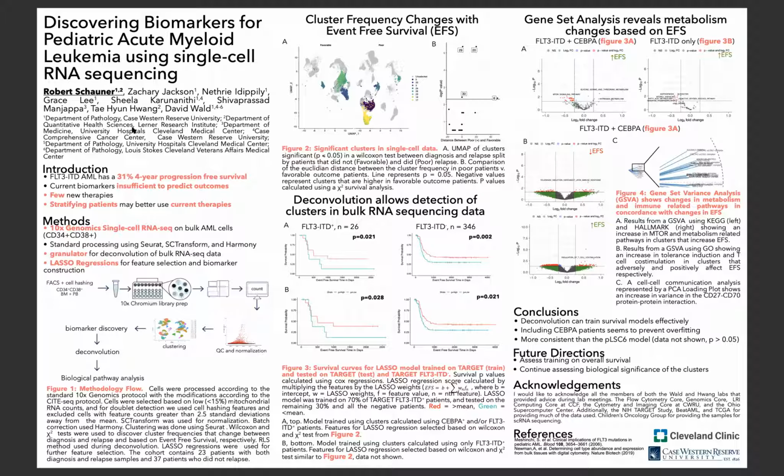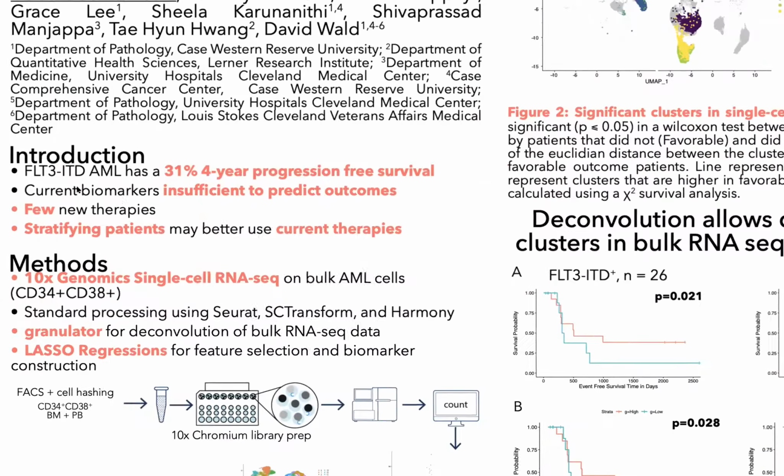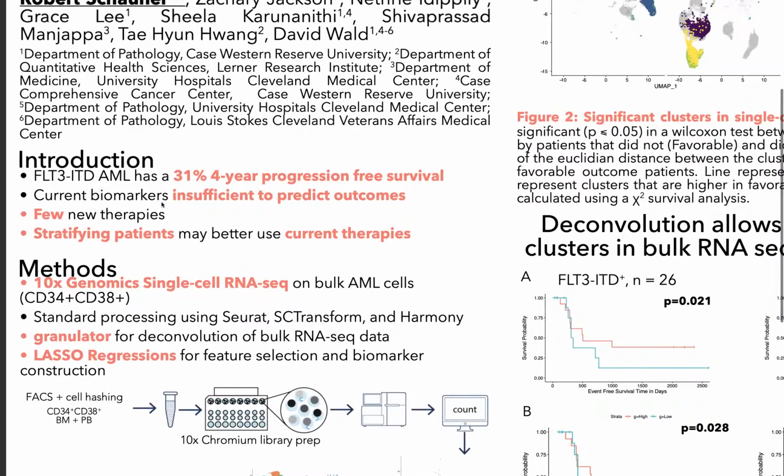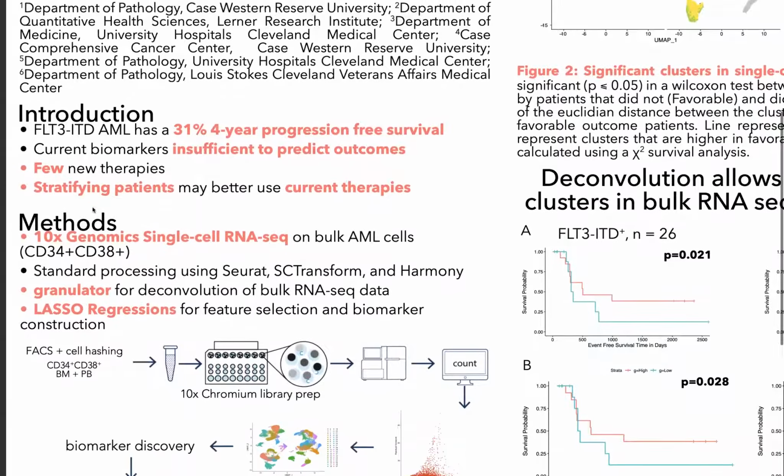It has a 31% 4-year progression-free survival, which is okay. There is a lower bound and upper bound that we can work with, which means it's a good spot for biomarkers to be important. But currently, the current biomarkers are insufficient to predict outcomes. And over the past few years, there have been few new therapies. So stratifying patients may better use current therapies and will help existing patients or new patients figure out what they're looking at, because it can be a stressful time.